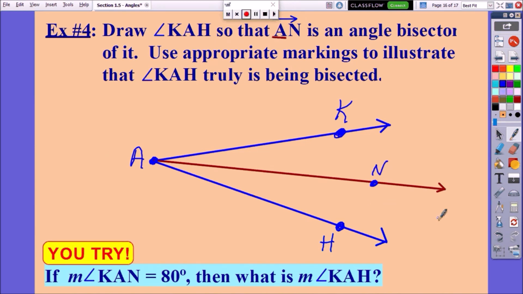And there's ray AN. Now, it says use appropriate markings to illustrate that this really is being bisected, which means these two smaller angles in here have to be the same. So I would put an arc mark on one angle and then another single arc mark on the other. Okay, so there's kind of this setup. There's a good picture for you, but your picture could look slightly different as long as basically you're bisecting your angle. Now, what I want you to try is to now take this picture and apply this information to it.